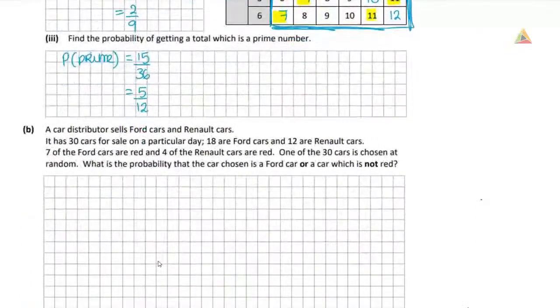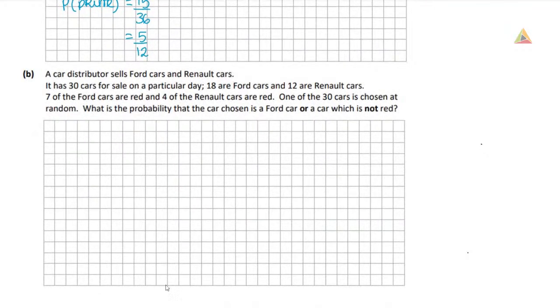Part B of this question doesn't give us a sample space, so this is all written in words. It says a car distributor sells Ford cars and Renault cars. It has 30 cars for sale on a particular day. 18 are Ford cars and 12 are Renault cars. So nothing else is listed, so there's only Ford cars and Renault cars making up the 30 cars. 7 of the Ford cars are red and 4 of the Renault cars are red.